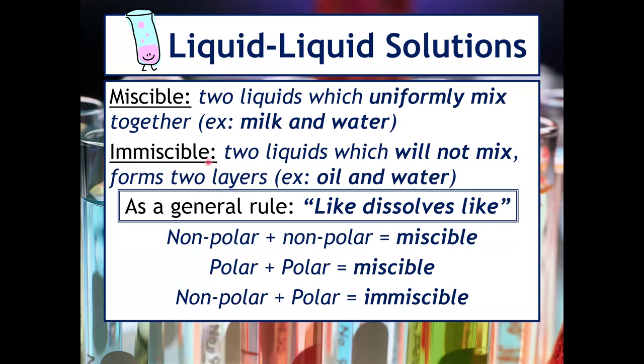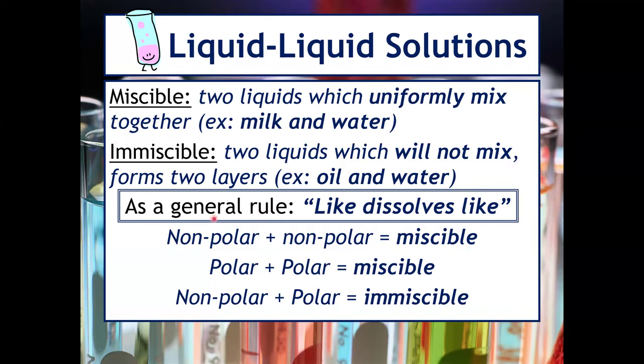On the other hand, immiscible is the opposite. Immiscible means that two liquids will not mix together. They will form two layers. Oil and water is the most common example of this that you have been hearing about since elementary school. When you mix oil and water, they separate and form two individual layers. They do not mix together. So we say oil and water are immiscible.